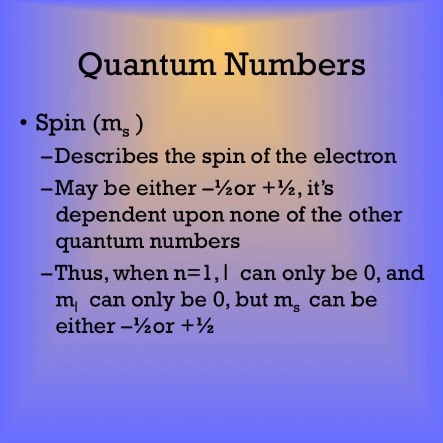The fourth and most specific quantum number is known as the spin quantum number. It's represented by a lowercase m with a subscript s to the right of the m. And as its name implies, it does describe the spin of the electron. I don't know who in quantum number land decided, okay, we're going to really mess with them now. The spin can be negative 1/2 or positive 1/2. It can only be those two. It is dependent upon none of the other quantum numbers.